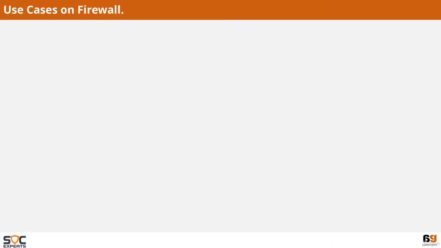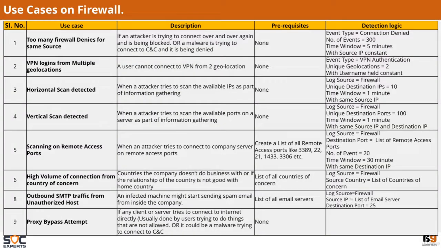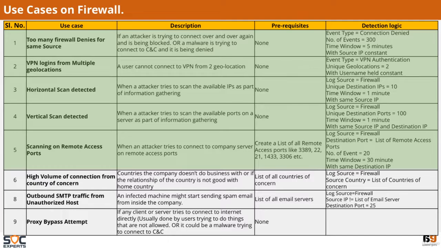Now there might be a question to discuss use cases on firewall. So these are the use cases that we can write using firewall logs. Too many firewall denies for same source, VPN logins from multiple geolocations, horizontal scan detected, vertical scan detected, scanning on remote access ports, high volume of connections from country of concern, outbound SMTP traffic from unauthorized host, and proxy bypass attempt.